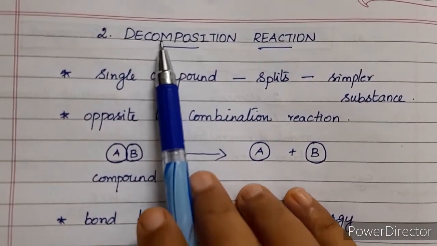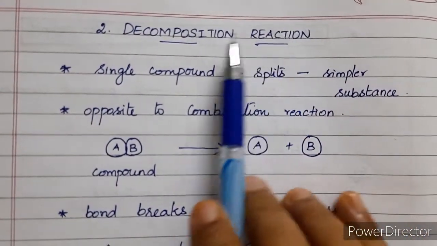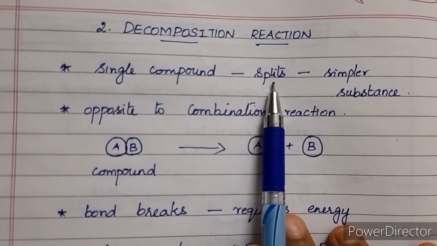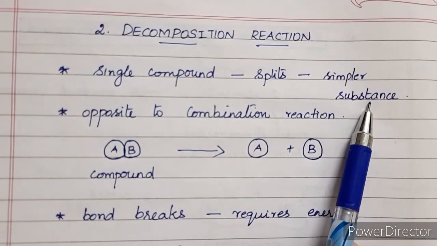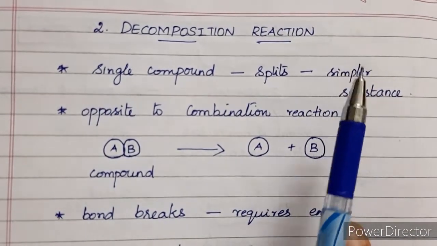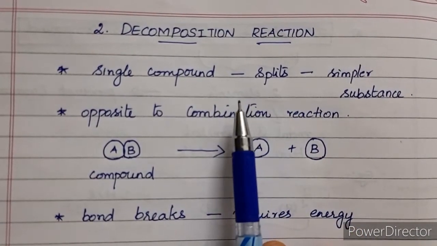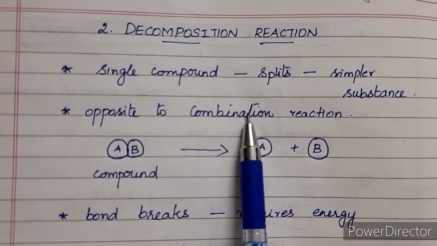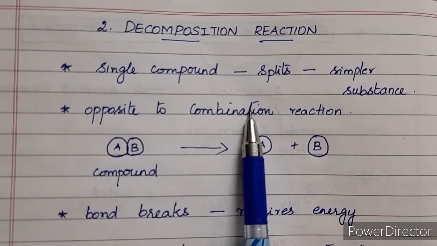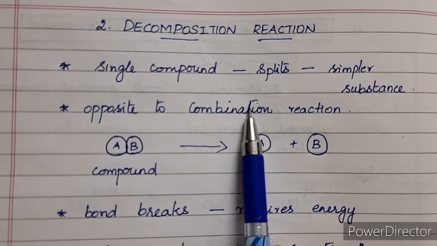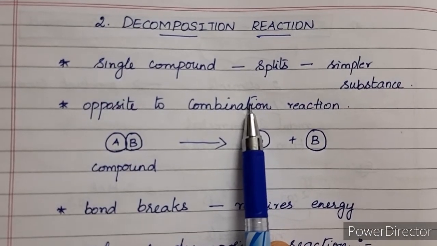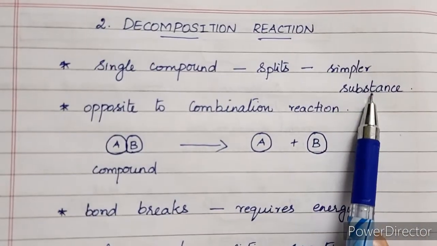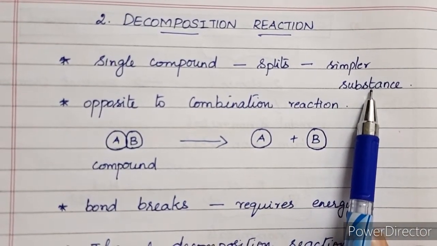Next we'll move to decomposition reaction. Now in a decomposition reaction, a single compound splits and gives simpler products, isn't it? Here this reaction is opposite to that of the combination reaction. Now in combination reaction, what happens? Two or more reactants combine to form a single product, isn't it? Here the single compound splits to form simpler substances or simpler products.